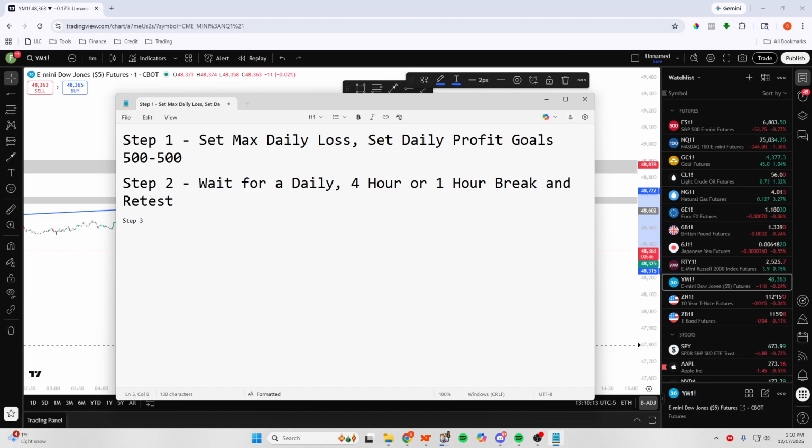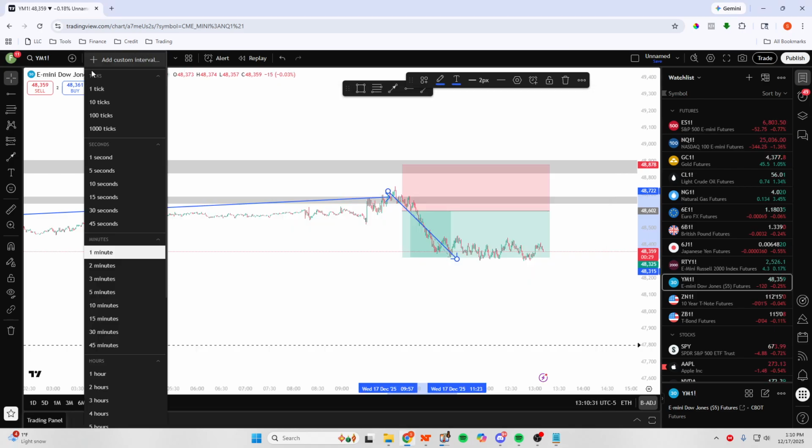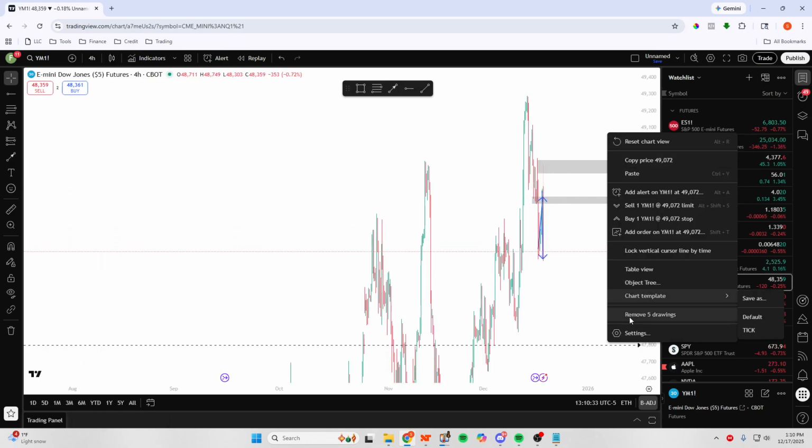Okay, now I'm going to target $300 a day. Try to make that 3 out of 5 days, 400, 500. And that's how you slowly scale up your cash account. And then you do that as well with prop firms by scaling horizontally and getting more funded accounts. Okay, then step 2, you wait for a daily, 4-hour or 1-hour break and retest, which is exactly what we saw here on YM.